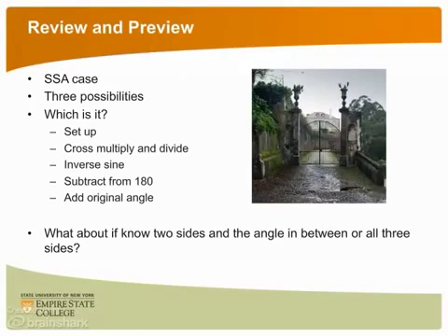Otherwise, we take the inverse sine to find the first possible value for the angle measure. Then find a second version of the angle by subtracting from 180. To check if the second option is viable, add this second version angle measure to the angle measure we were originally provided. If that sum is less than 180, two triangles are possible. Otherwise, only one triangle is possible. But what happens if we know two sides and the angle in between them? Or we even know all three lengths? Stay tuned to find out about the law of cosines.